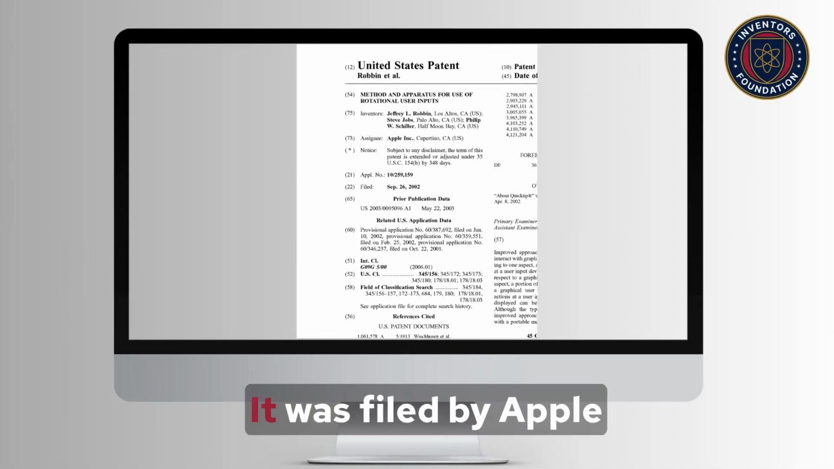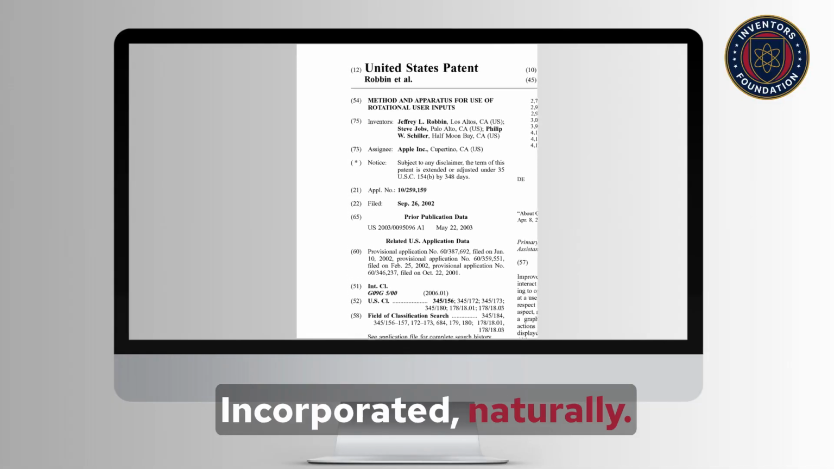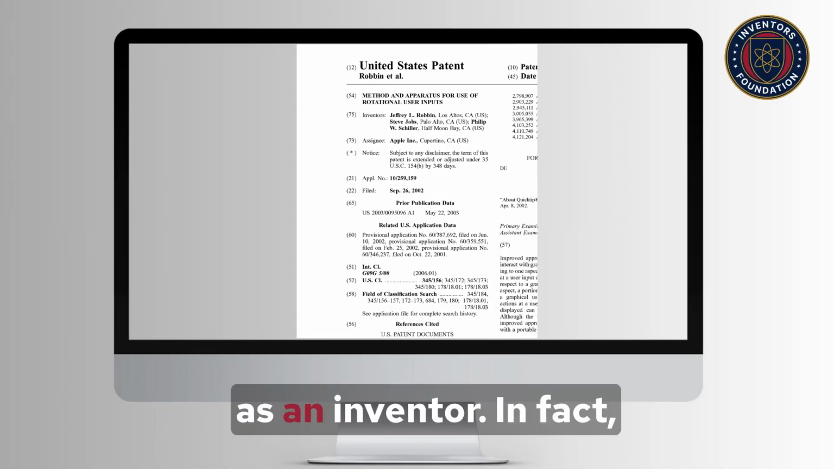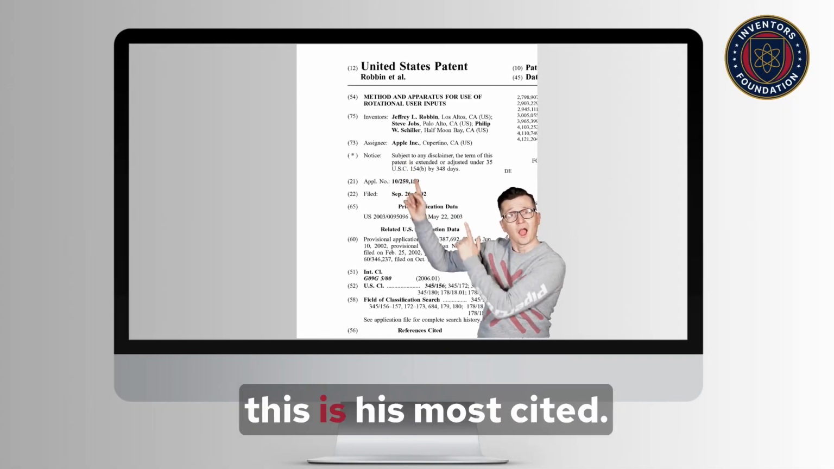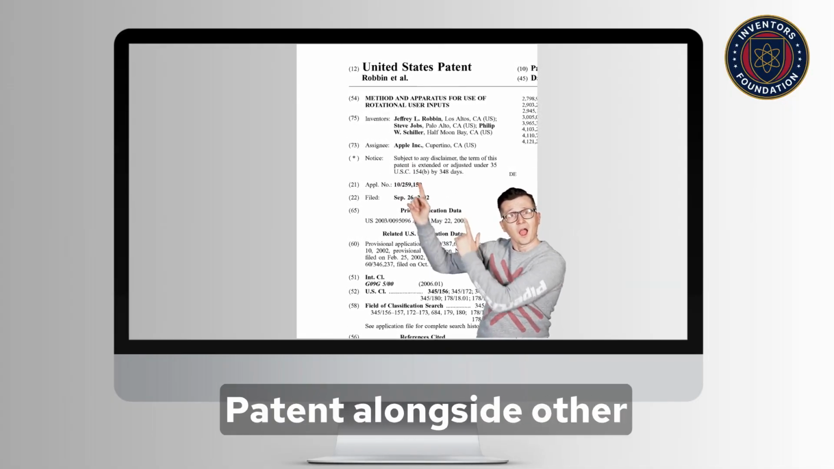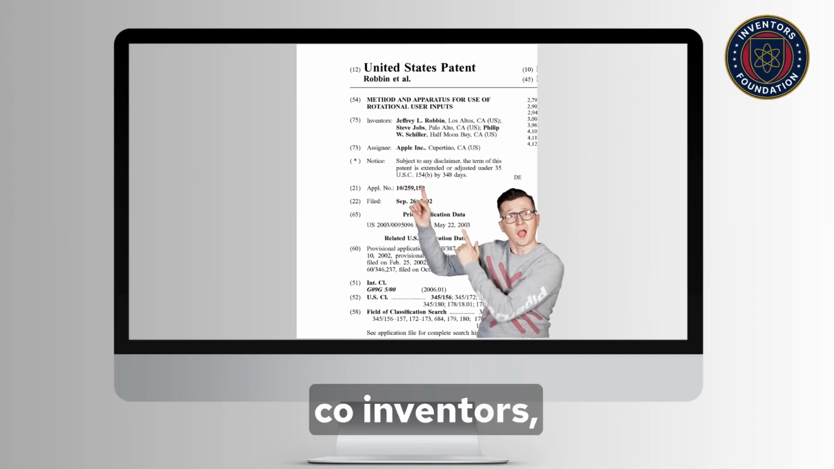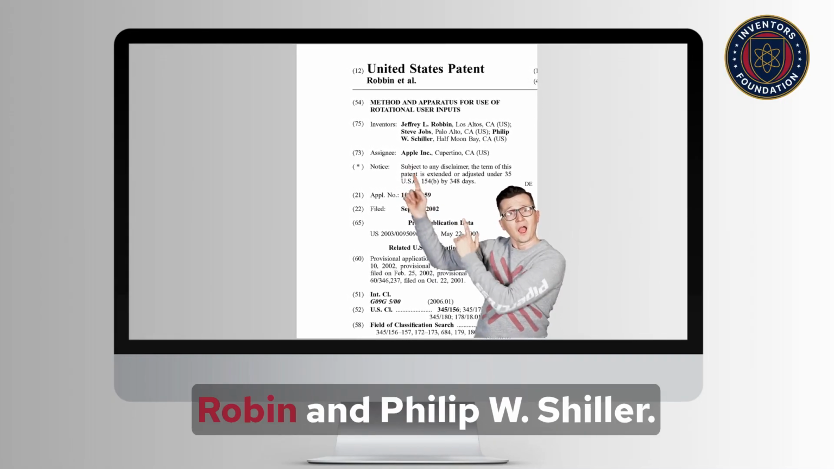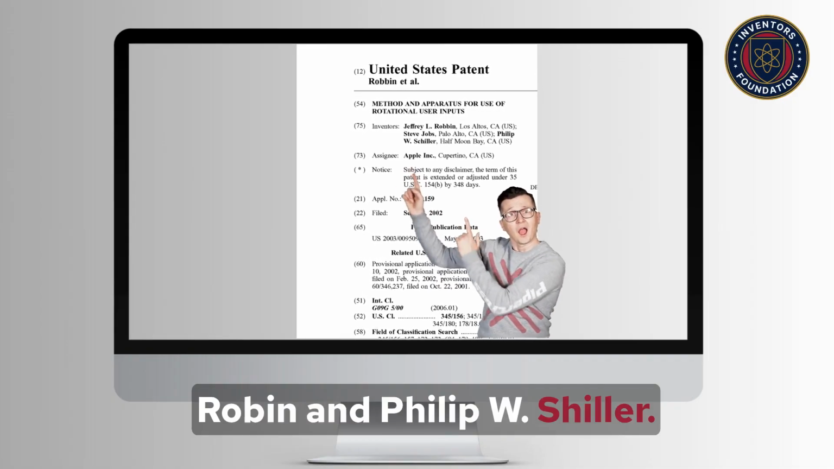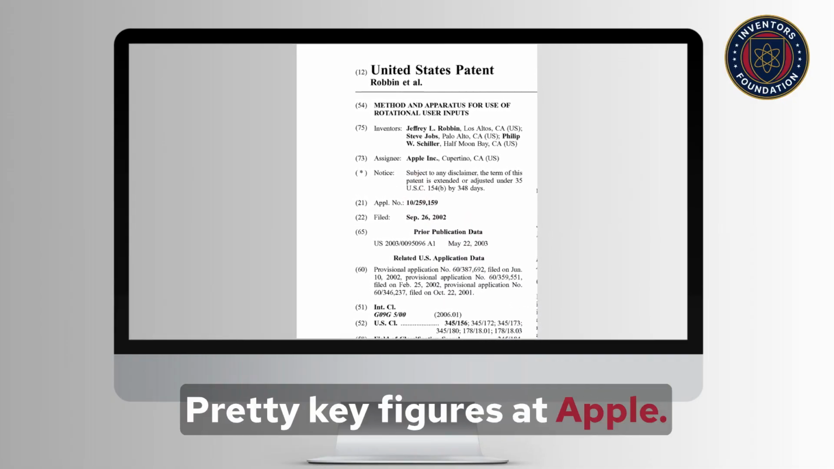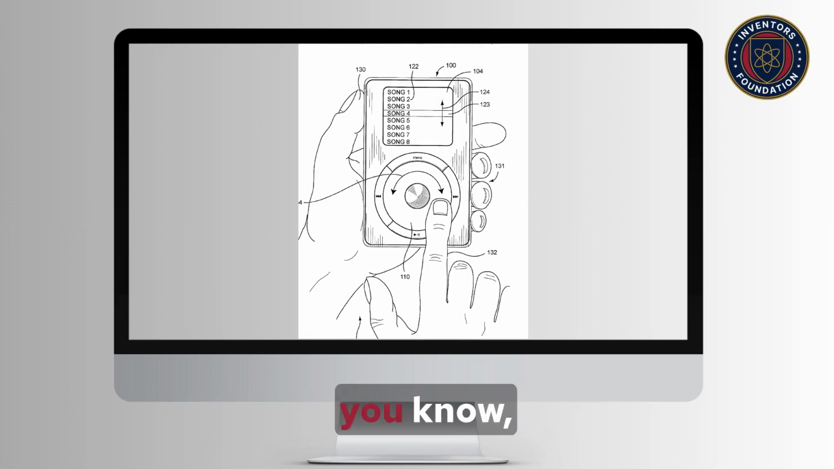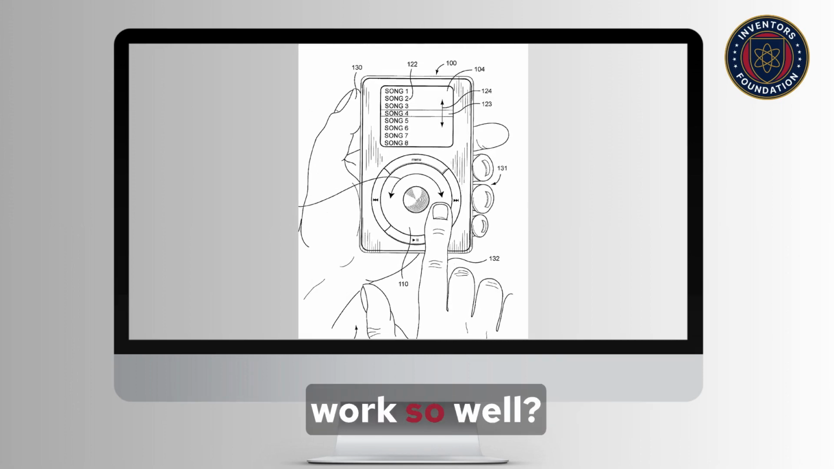Not quite. It was filed by Apple Incorporated, naturally, and interestingly, Steve Jobs is listed right there as an inventor. In fact, this is his most cited patent. Alongside other co-inventors, right? Yes, alongside Jeffrey L. Robin and Philip W. Schiller, pretty key figures at Apple. So our mission today is really to unpack this. How did this rotational input work so well?